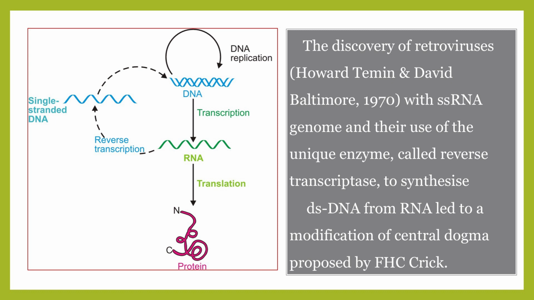you can see here the solid arrows show the original central dogma proposed by Crick, but subsequently the dotted arrow explains how RNA gives rise to double stranded DNA. So, this is the present form of central dogma. Howard Temin and David Baltimore's discovery of reverse transcriptase gave a new form to the central dogma, and subsequently reverse transcriptase became a tool in genetic engineering for synthesis of complementary DNA.